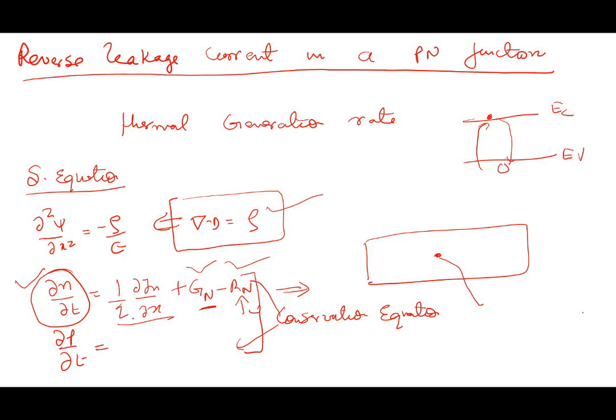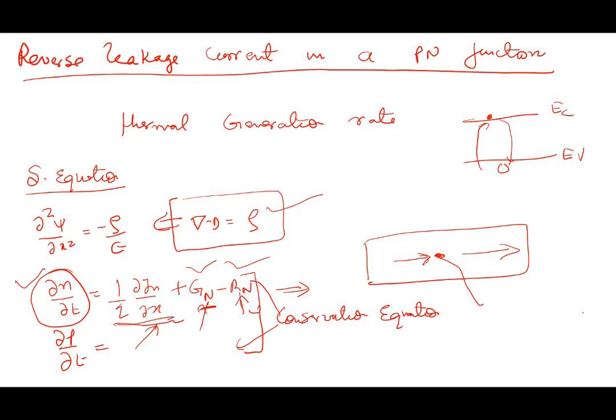So Gn. It means if more electrons are coming in and less are going out, then the difference between the two will give rise to an accumulation of carriers here. So the gradient of current will give rise to another source for change in electron density at this point. So this gradient in current, generation rate, and recombination rate.